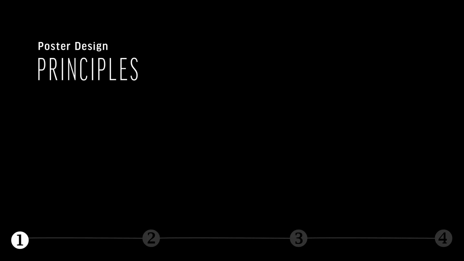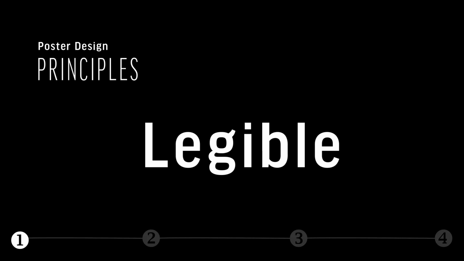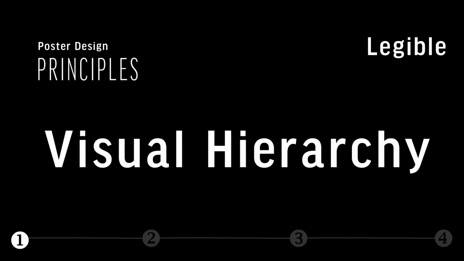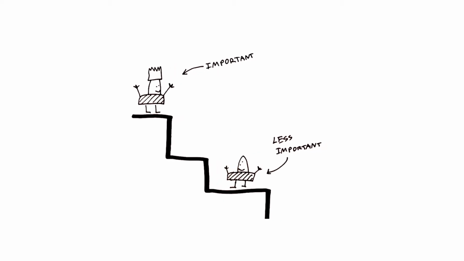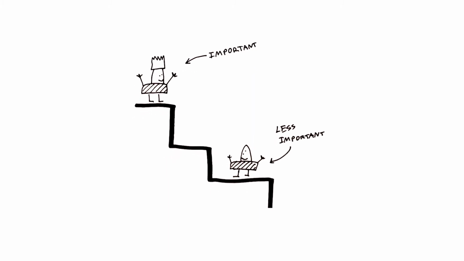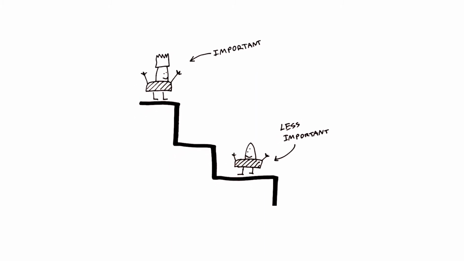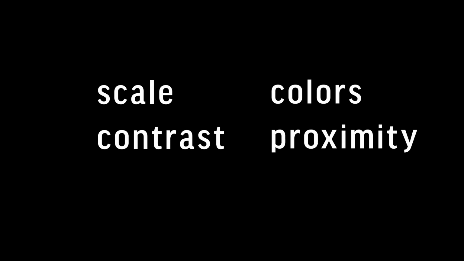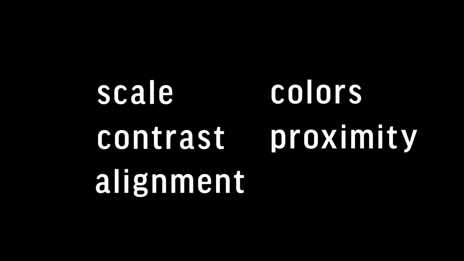Your poster must be legible, which requires good typography. Your poster must have clear visual hierarchy. Here are some tips to help you create visual hierarchy. Come up with a list of what to include in the poster in order of importance. Show what's most important in the poster visually by emphasizing it using scale, colors, contrast, proximity, alignment, and so on.